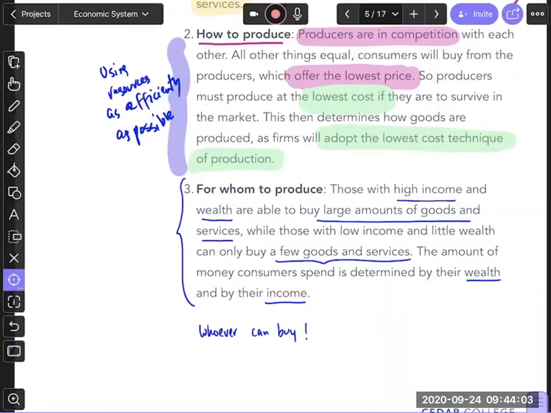Any questions before we move on? So that's a very good question that Ahmed Nadeem is asking us. What is the difference between wealth and income?